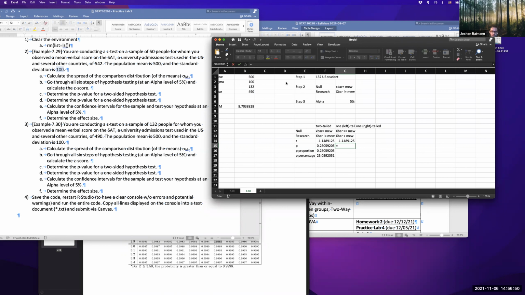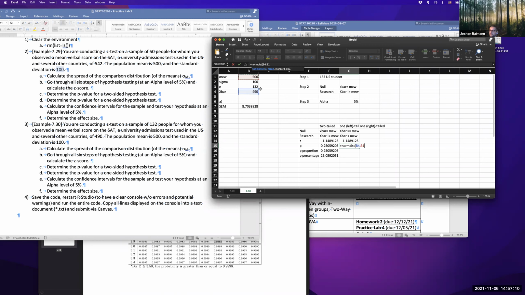So now we're not multiplying by 2. Do you remember how we did multiply by 2? We're not multiplying by 2 now. We're doing norm.dist. Again, negative value, everything to the left, right? Norm.dist 490, our x bar, our x, mu 500. Standard deviation is the standard error because that's the distribution of the sample means, and it's a cumulative distribution.